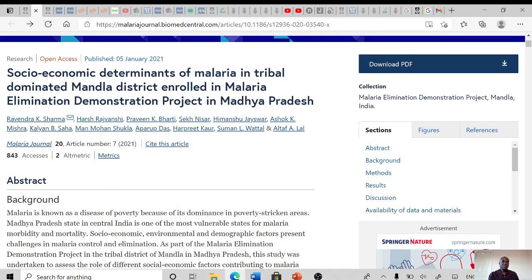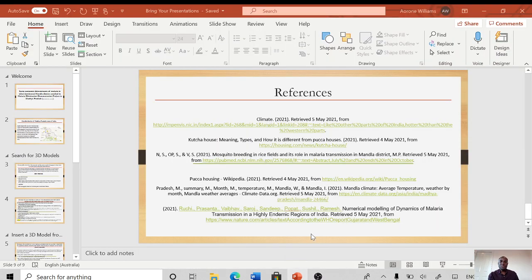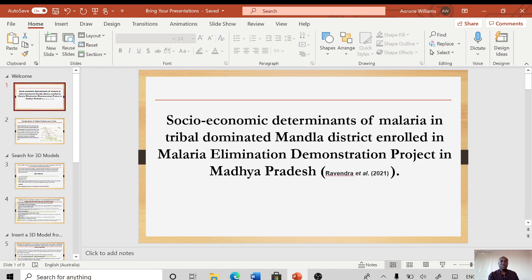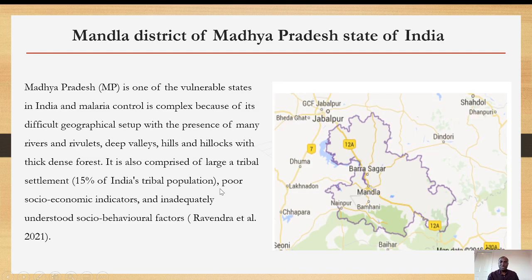Today we are looking at this paper. It's done in the tribal dominated Mandla district, found in Madhya Pradesh, which is situated in India. What we're going to talk about today, just to quickly go here and show you, this is the paper I'm talking about, and I'll show the geographical setup.